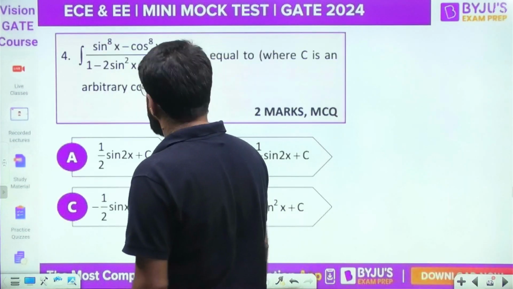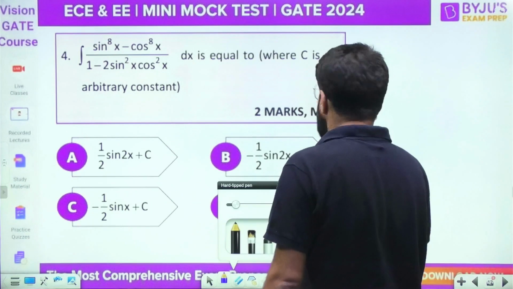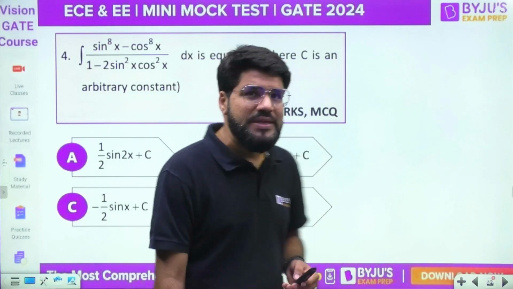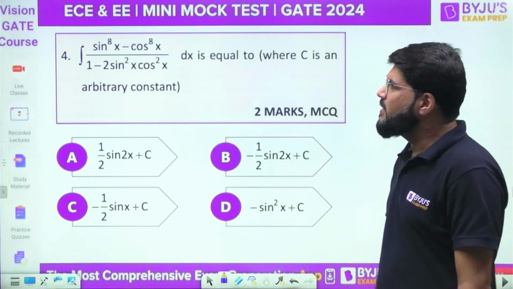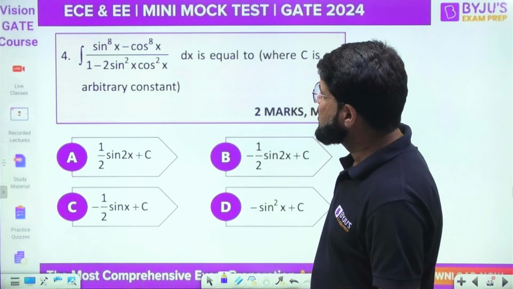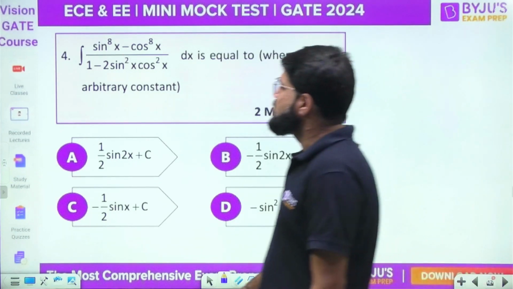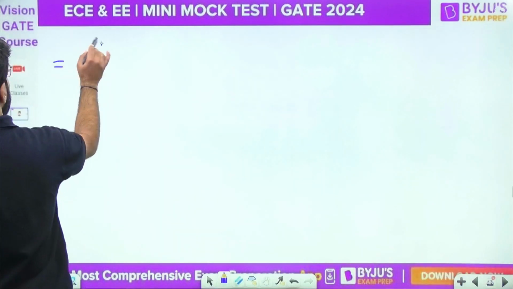Fourth question from mathematics. I have taken integration this time because sometimes integral questions also do come up. A 2 marks MCQ question again. Integral of (sine power 8 minus cos power 8) upon (1 minus 2 sine square cos square). It is more based on identity and then integration. So let us take this integral.